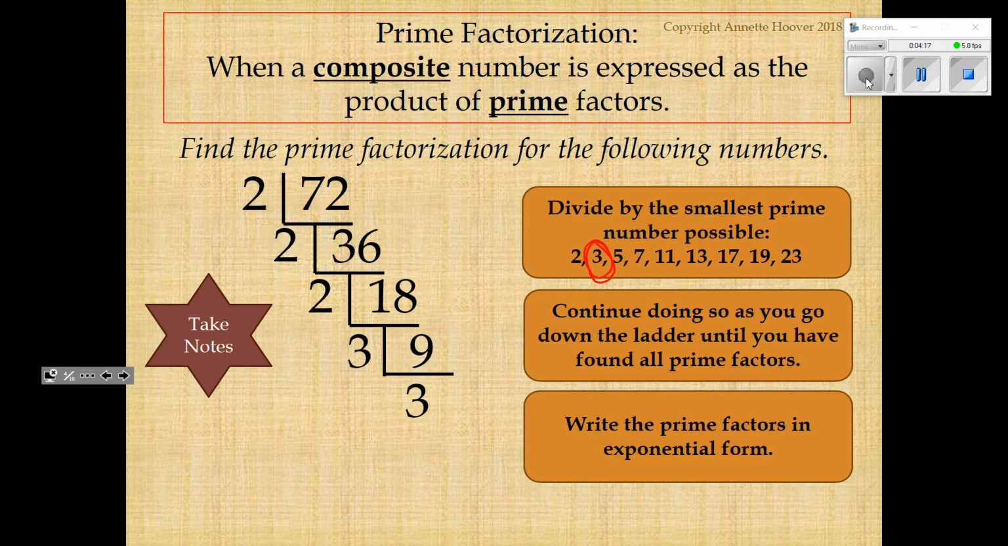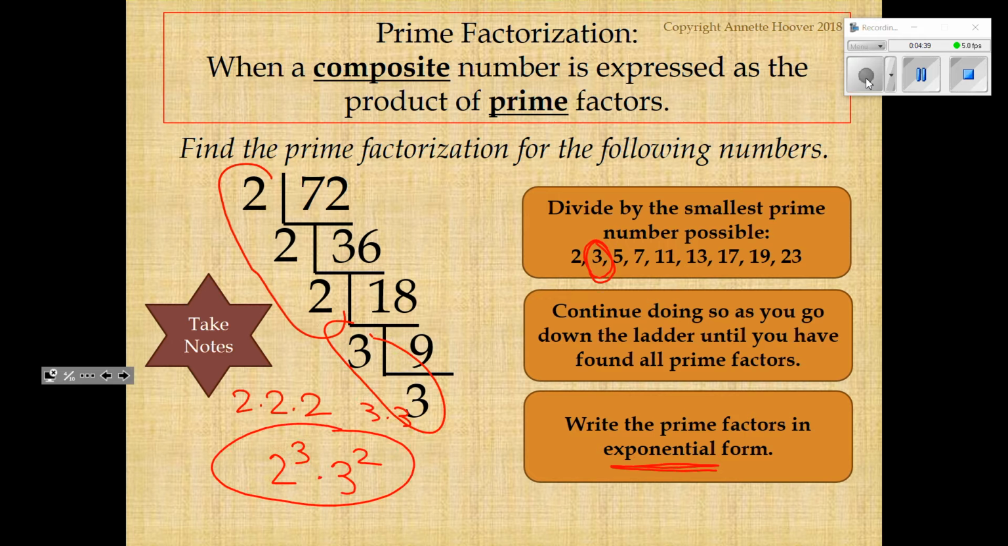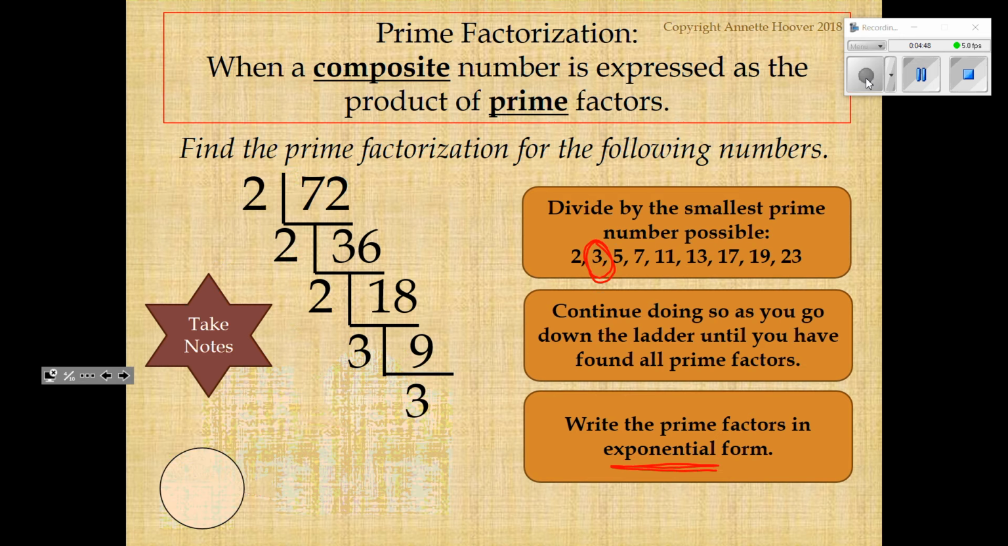Now, when we write the final answer, we usually write it in what we call exponential form. That means we write it with exponents. So what's another way to write 2 times 2 times 2? Well, we can write that as 2 to the third power. What's another way to write 3 times 3? 3 to the second power. So this is how we write the number 72 in prime factorization. This means 2 times 2 times 2 times 3 times 3 are all the prime factors that multiply together to get 72.